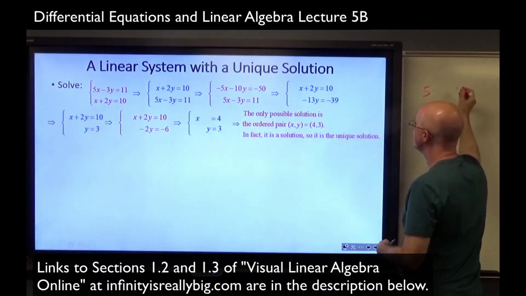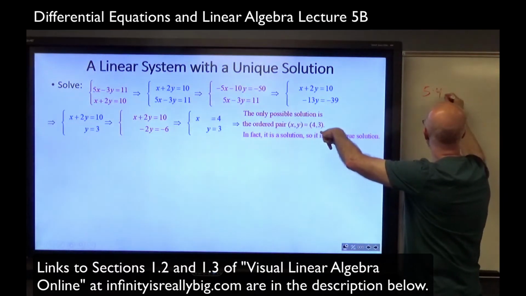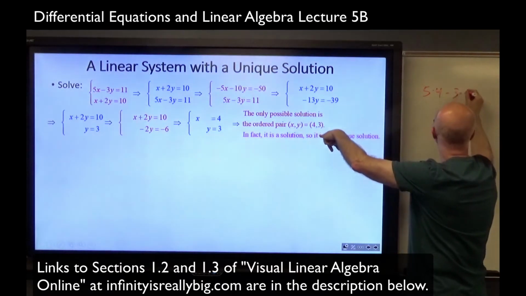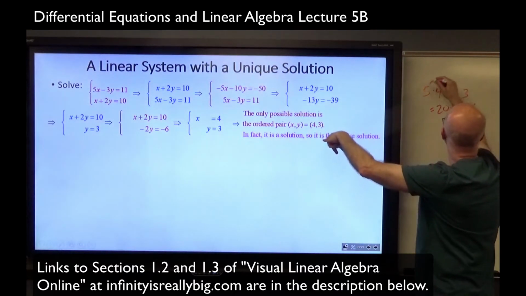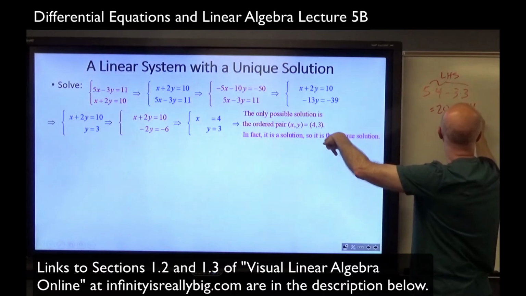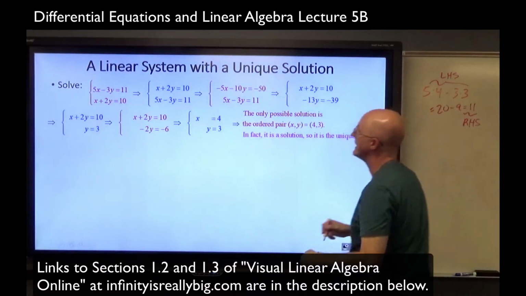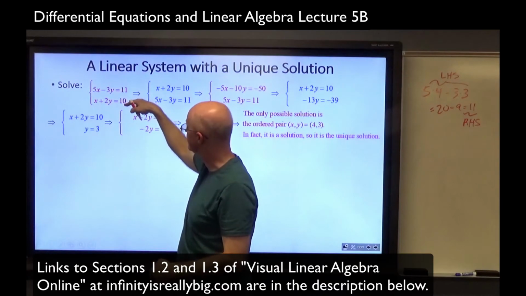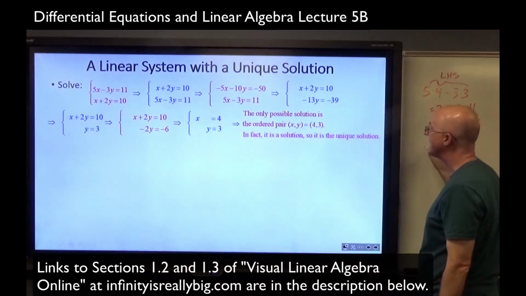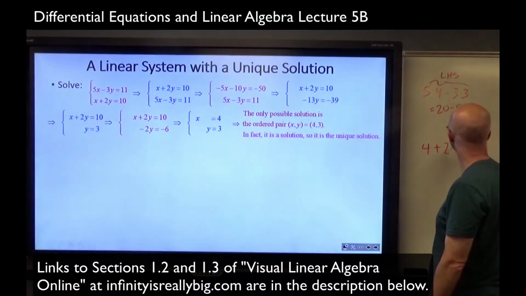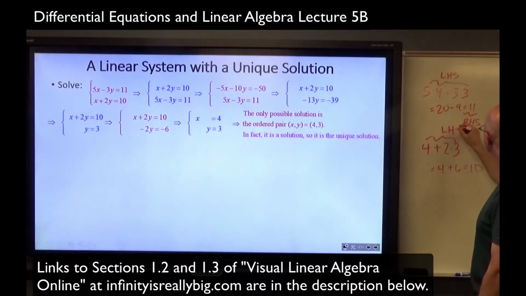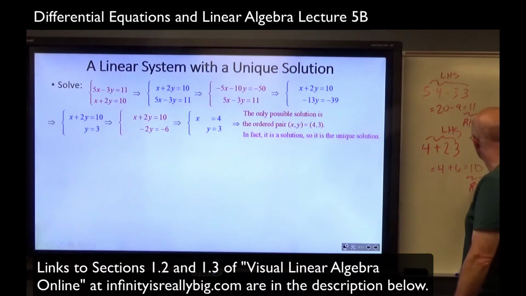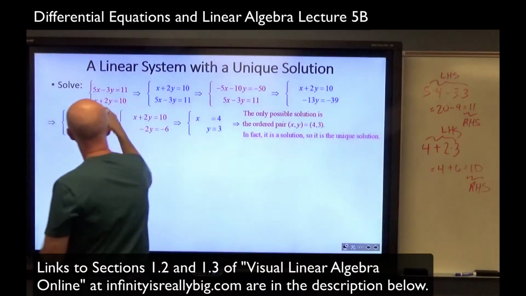5 times, looking at the upper left there with these numbers, x is 4, minus 3 times y is 3, does give you 20 minus 9, which is 11. Left-hand side equals right-hand side when I plug the numbers into this first equation in the first system. What about the second equation? X, which is 4, plus 2y, which is 2 times 3, is 4 plus 6 is 10. Yes, that works too. I get the same thing when I plug these numbers into the second equation.